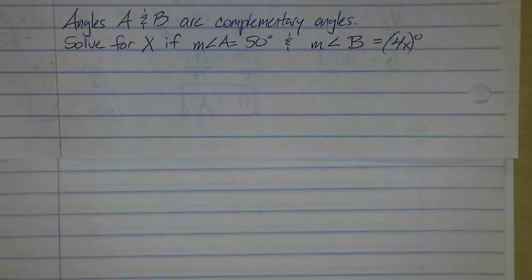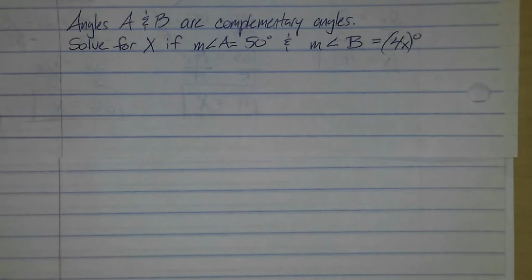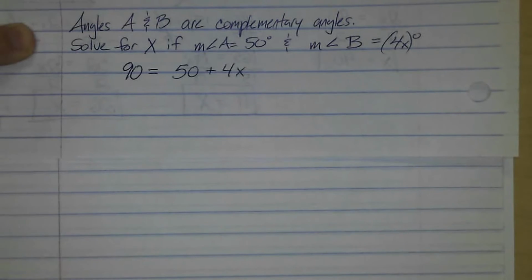Okay, next up, angles A and B are complementary angles. Solve for x if the measure of angle A is 50 and the measure of angle B is 4x. Remember, complementary angles add up to how many degrees? 90. Okay, press play when you're ready.